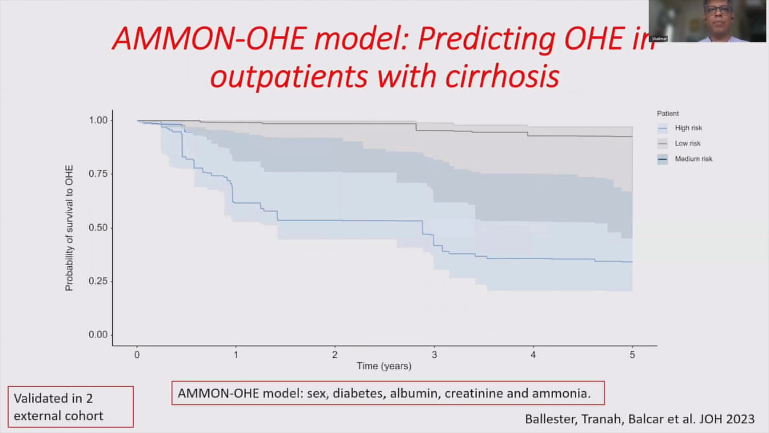The authors also developed a model for predicting overt HE in these stable patients with cirrhosis, who were seen in an outpatient department. This model consisted of components such as sex, diabetes, albumin, creatinine, and ammonia levels. The authors validated their model in 2 external cohorts. We need more data on validation of this model before we can use it for clinical use in predicting OHE in outpatients with cirrhosis.